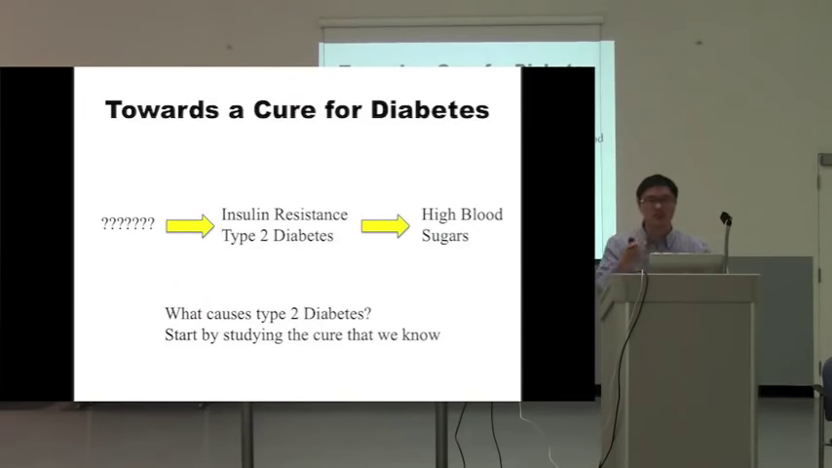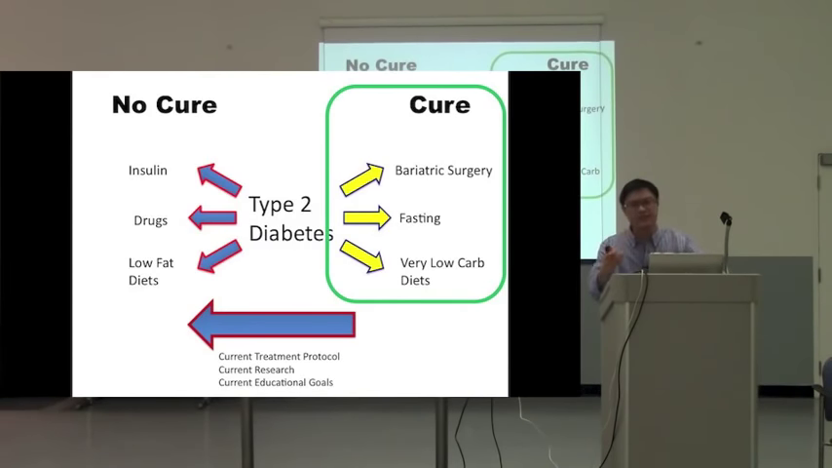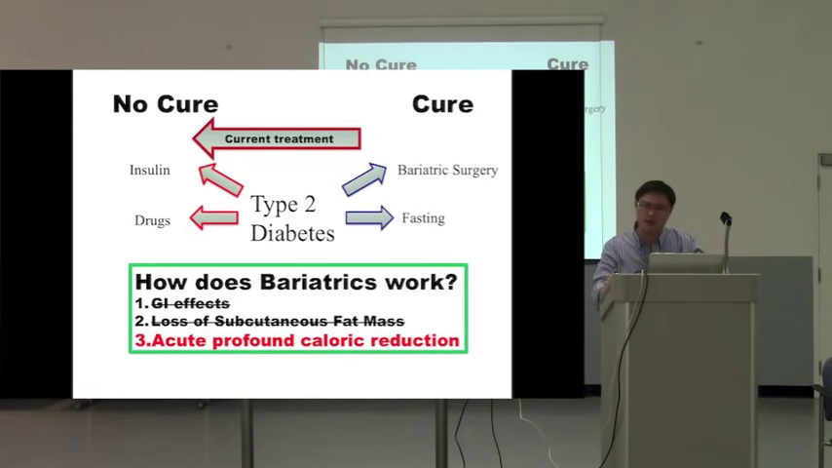So if we think about how we're going to start moving towards a cure for diabetes, we have to start with what causes the diabetes, right? What causes that insulin resistance and what causes the beta cell failure that comes? So the easiest thing to do, of course, is to start by looking at those situations where we know there's a cure already. Bariatric surgery, for instance, has been very well studied. So the question is, how does that bariatric surgery work, right?